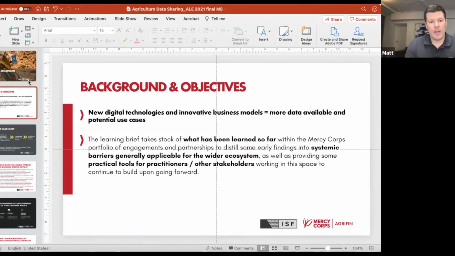As we sat down with the AgriFin team to think about what this learning process could cover when it came to data, the context was that there were so many new digital technologies and innovative business models emerging across the continent, and even in Southeast Asia and other parts of the world, that were generating so much data. And there were so many potential use cases of that data. But AgriFin had been so much in the churn of delivering a number of those engagements, working on a number of those products. So this learning brief sought to take stock of what had been learned within that portfolio of engagements and to take a systemic look at some of those barriers that were constraining a number of the service providers from using that data to create products for the wider ecosystem and for smallholder farmers.